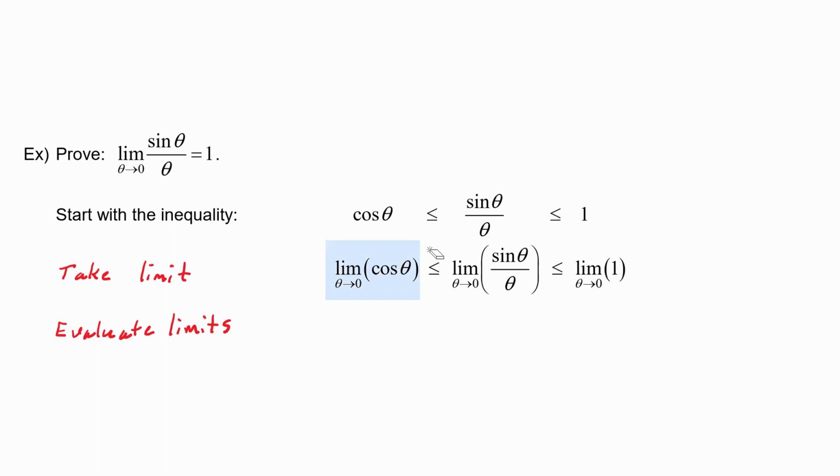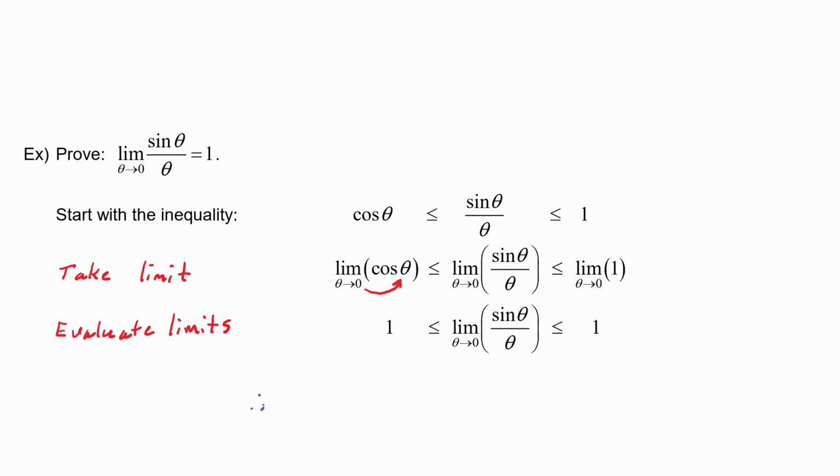To take the limit of a trig function, we know we will do direct substitution, and the cosine of 0 is equal to 1. This middle limit we are not able to evaluate, so we just bring that down. And on the right-hand side, we're taking the limit as theta goes to 0 of 1, and that's just using the constant rule, so that will equal 1. Even though we can't evaluate this limit directly, we know that it has to live between 1 and 1.